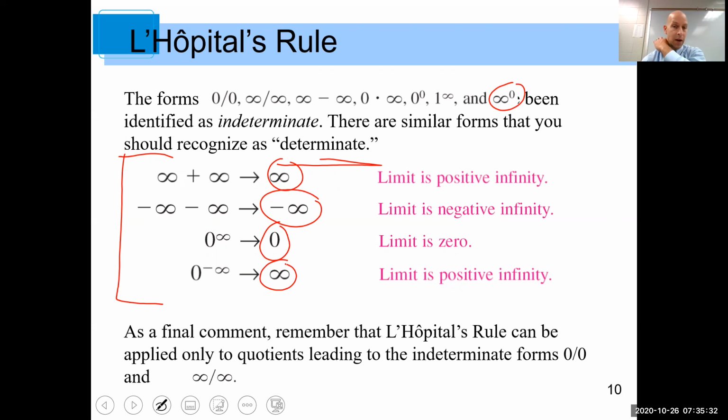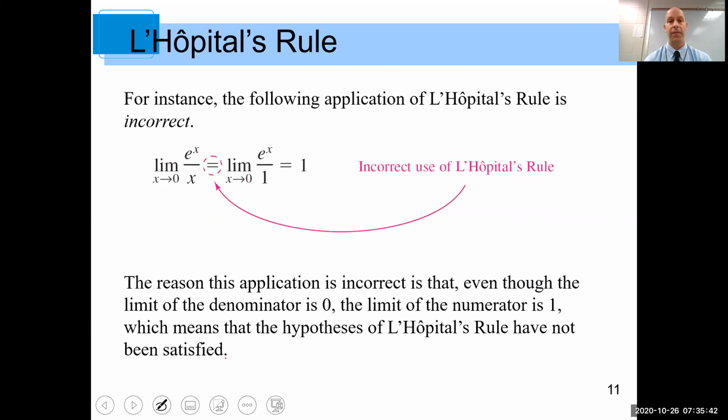As a final comment, remember that L'Hopital's rule applies only to quotients leading with the indeterminate forms 0 over 0 or infinity divided by infinity. Let me show you an example of using L'Hopital's rule incorrectly. So let's say I want to find the limit of e to the x over x as x goes to 0. This is incorrect because students know L'Hopital's rule, so they automatically want to jump to that. They say, oh, that's a transcendental over an algebraic. So I'm going to do L'Hopital's rule. And so then we get the answer here of 1.